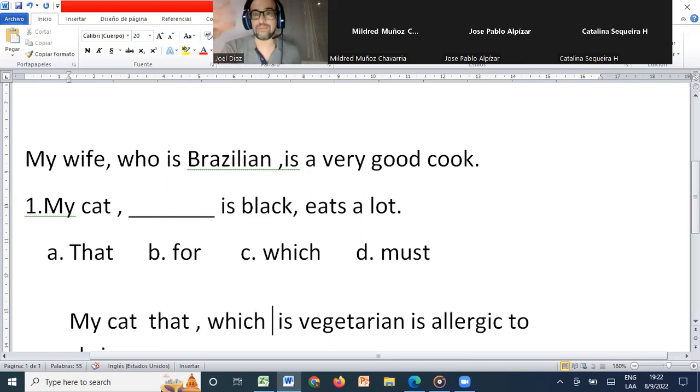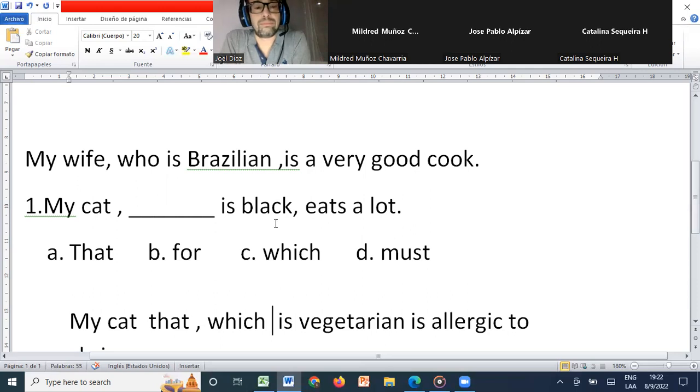Now with a comma, it's the same. With 2 commas, that means that the information is not essential. I just want to give something extra, some extra information. But if the information is important and essential, then no commas.